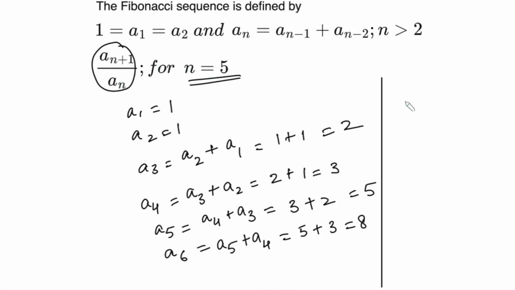That means we want to find out a6 over a5. a6 is 8 and a5 is 5. So the answer is 8 over 5.